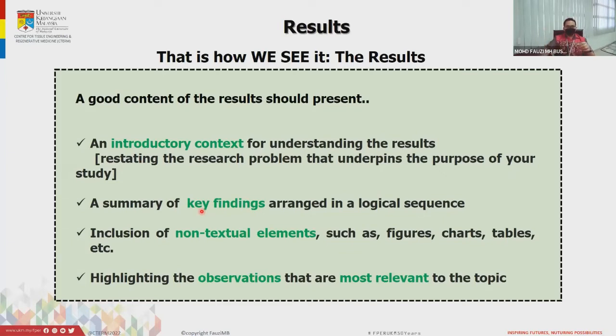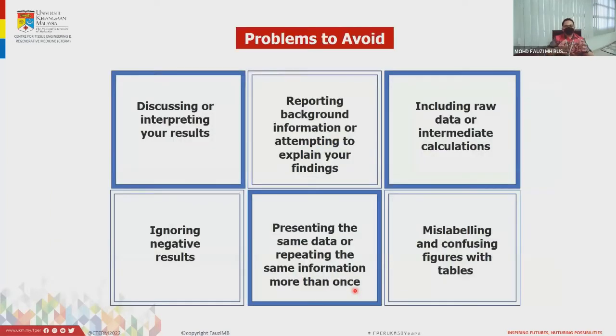Okay, highlight the observations that are most relevant. They want just the direct point. For example, group A is really high, for example, supports cell proliferation, and then you can write a pre-conclusion for that particular result category or individual parameter. Okay, problems to avoid: don't discuss, don't interpret your result, please.